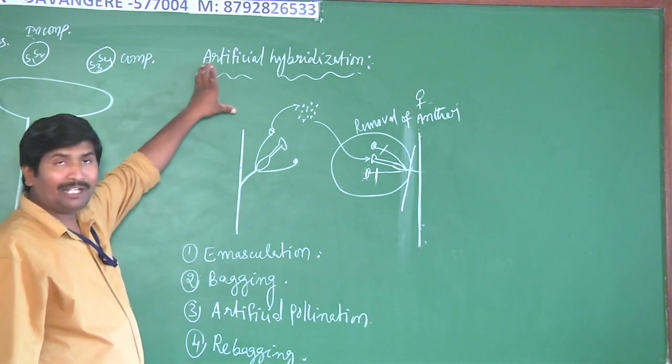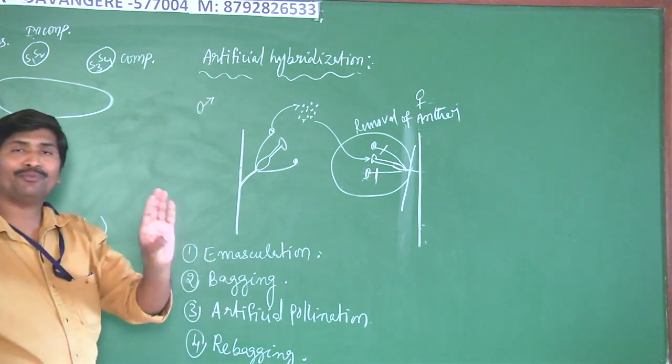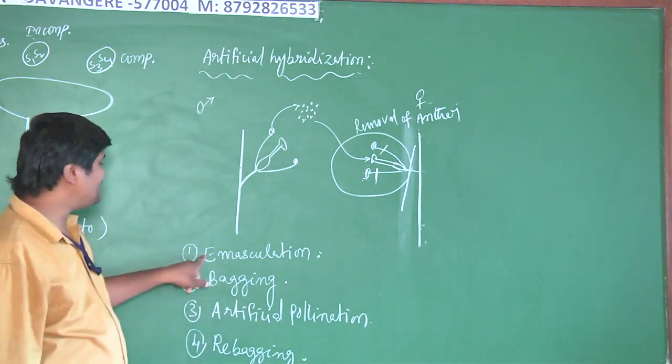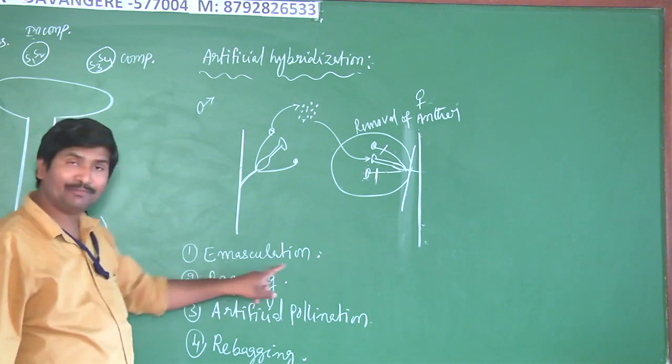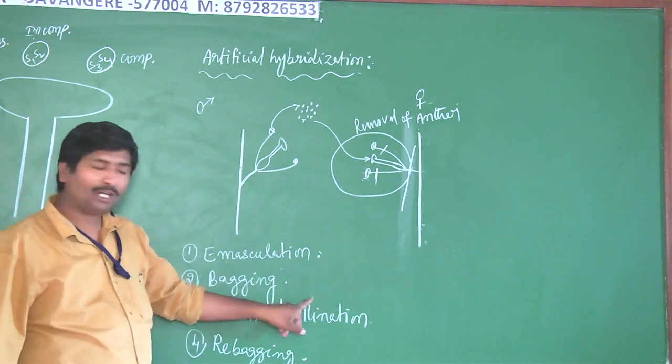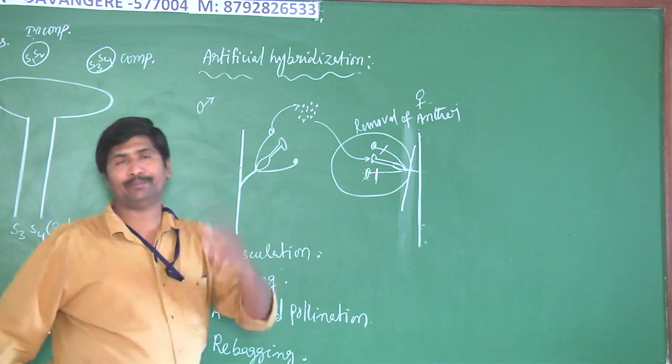In artificial hybridization, these are the main 4 steps: one is emasculation, another one is bagging, then artificial pollination, and rebagging.